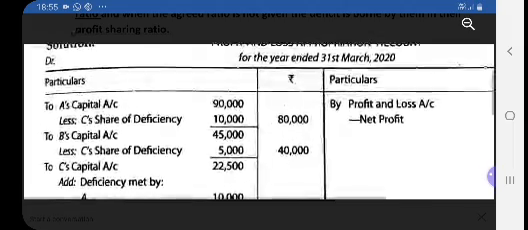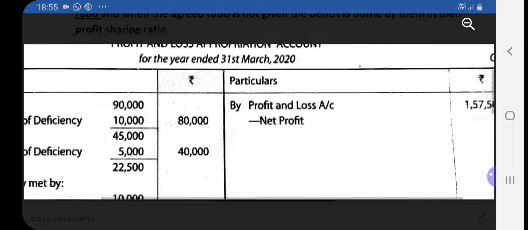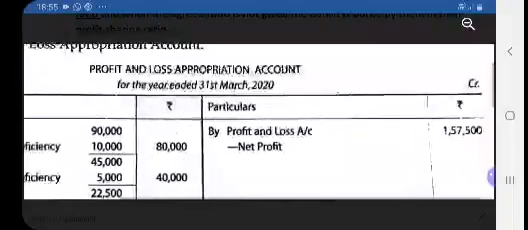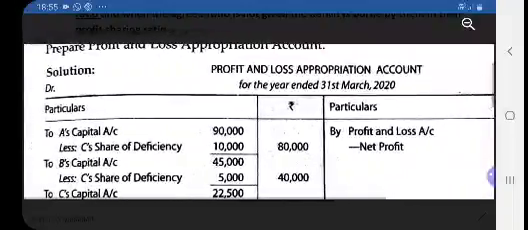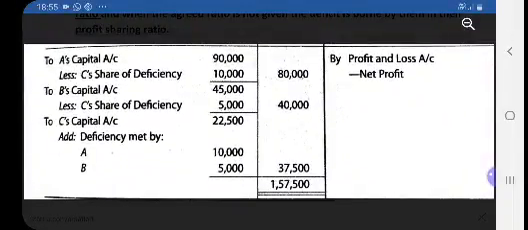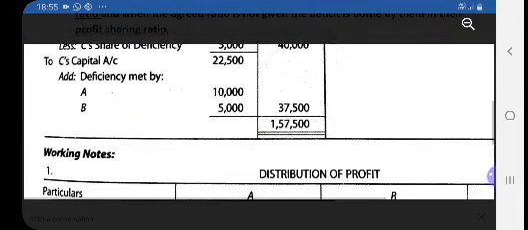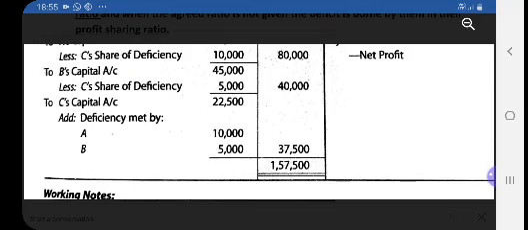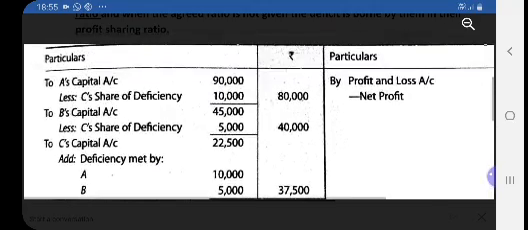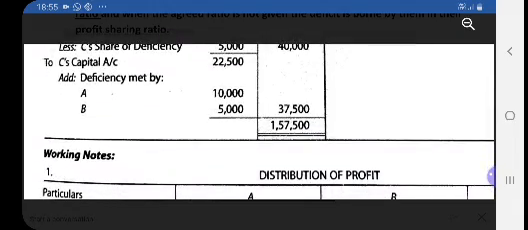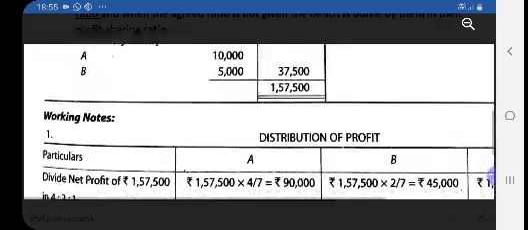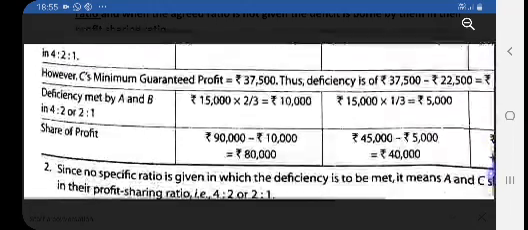So this is the way you will write in the P&L appropriation account. See, it is already demonstrated. The way of writing is equally important. How will you show this? First you have to work out the amount of deficit and how the remaining partners are bearing the deficit. That will be deducted, and finally it will be added to the guaranteed partner. This is the way you will represent it.